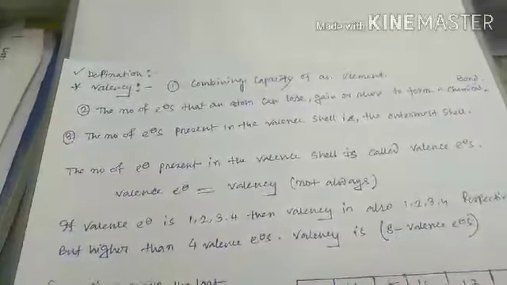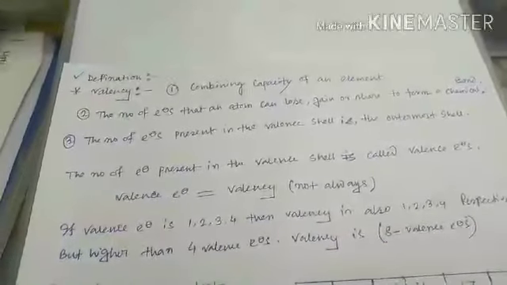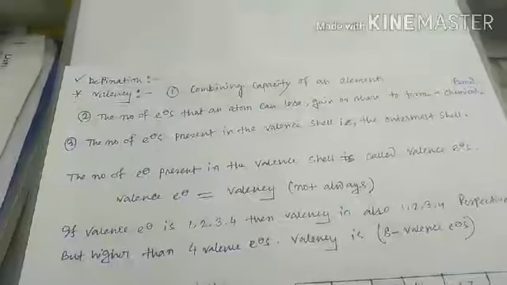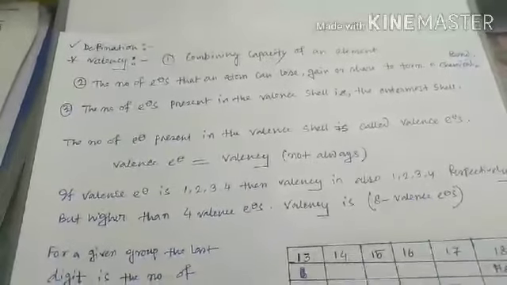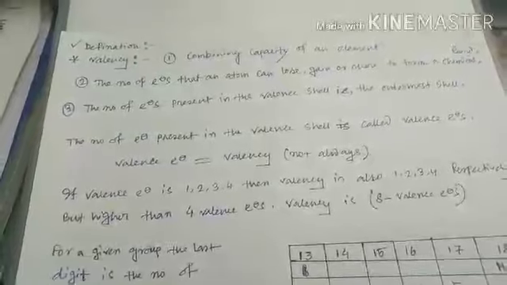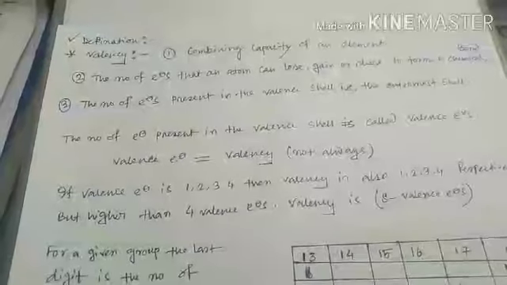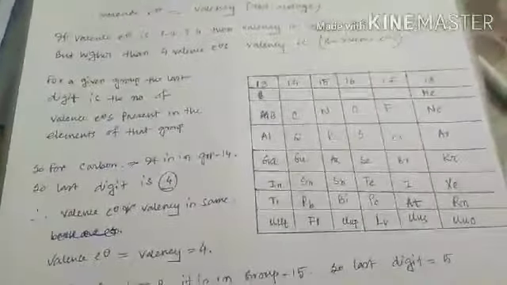If the number of valence electrons is between 1 to 4, that is less than or equal to 4, then the valency and the number of valence electrons become the same. If the number of valence electrons is greater than 4, then the valency will be 8 minus the number of valence electrons. It can be explained with some examples as well.